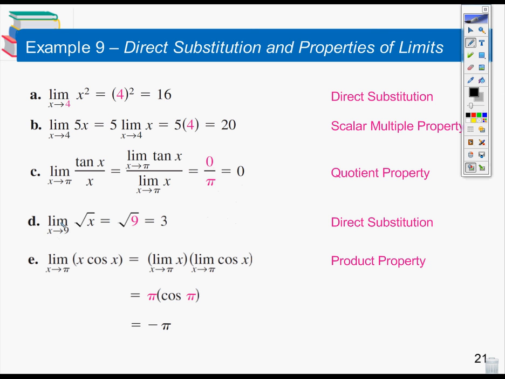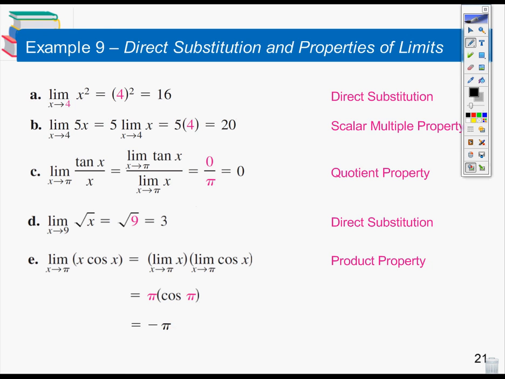Almost to the end, we have the limit of the square root of x as x approaches 9. Well, again, I can direct substitute, throw in the 9 in there. Square root of 9 is 3. Easy enough. And on this page, last one, I have the limit as x approaches pi of x cosine x. Well, again, this looks like it's going to be difficult. However, I have two functions that are multiplying each other. Simple thing is, I can just separate them. Limit of x, limit of cosine x, and multiply them together. Direct substitute in here, I get pi. Direct substitute in here, I get cosine pi. Pi times the cosine of pi gets me negative pi.